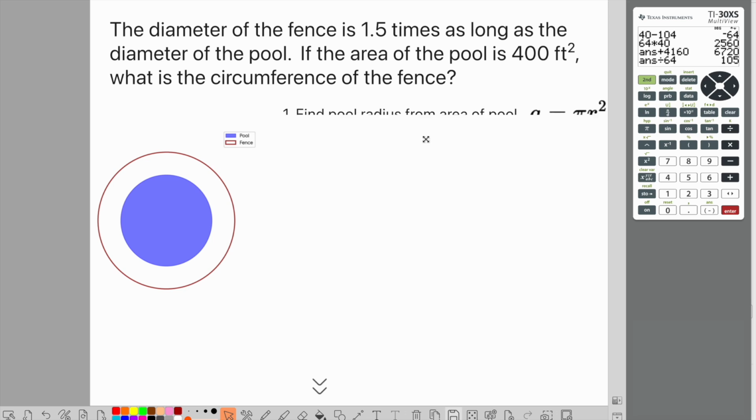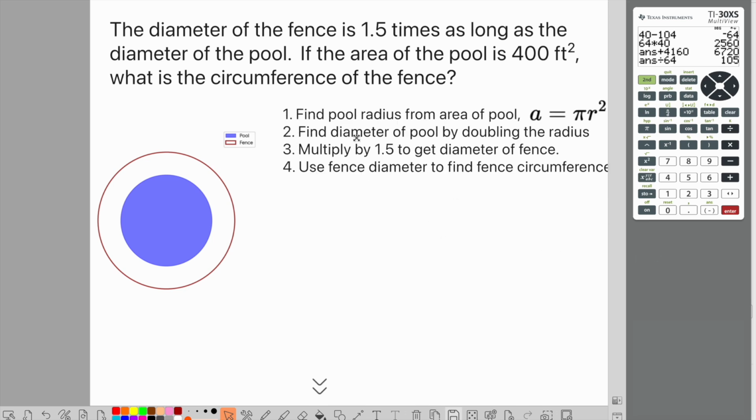So here's the steps we're going to take to solve this. Step one is we're going to find the pool radius from the area of the pool using the equation A equals pi r squared for the area of the circle, which again is on the formula sheet. Step two is find the diameter of the pool by doubling the radius. Step three, we have to scale up because the fence is bigger than the pool by a factor of 1.5, so we multiply by 1.5 and then use the fence diameter to find the fence circumference. So let's go ahead and get started here.